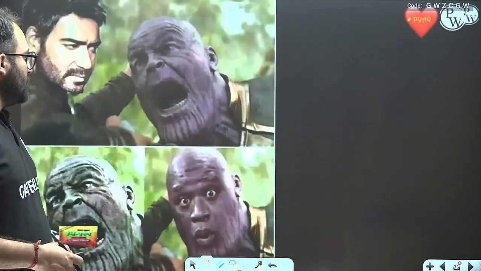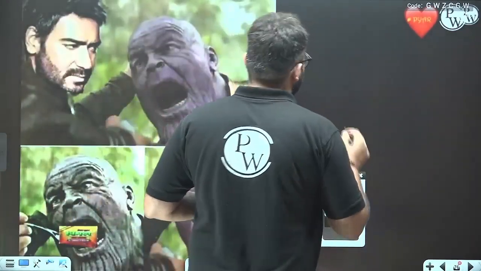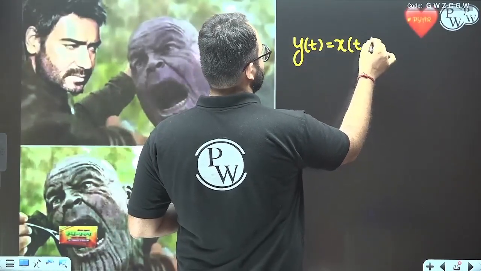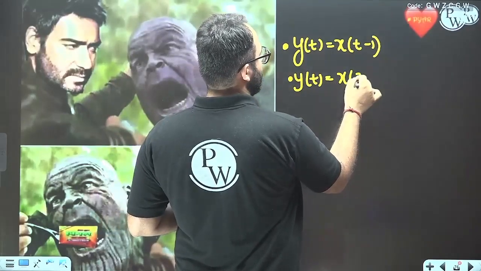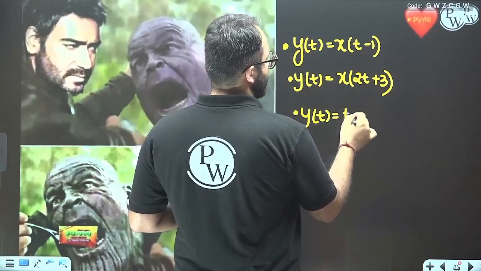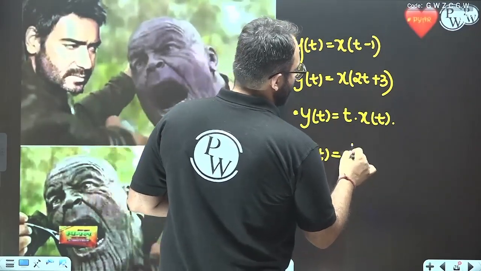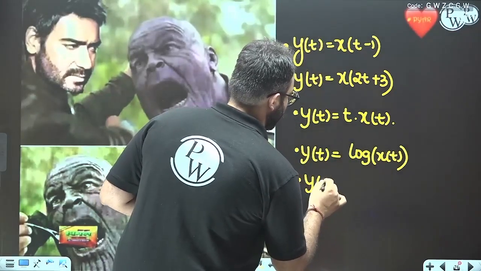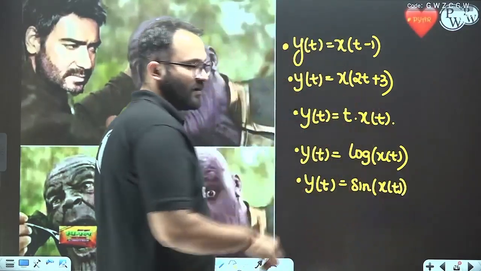So let's see few examples. y(t) = x(t-1). y(t) = x(2t+3). y(t) = t·x(t). y(t) = log of x(t). y(t) = sin of x(t). Suppose these are the examples.